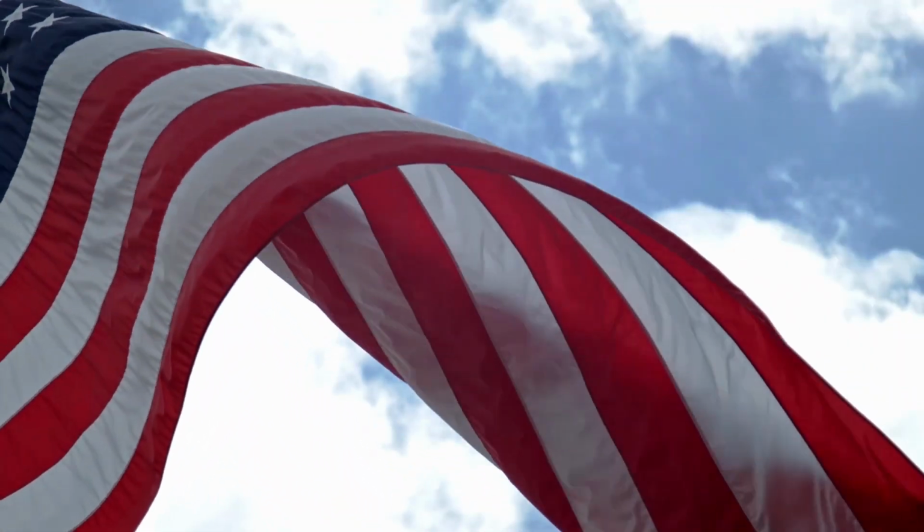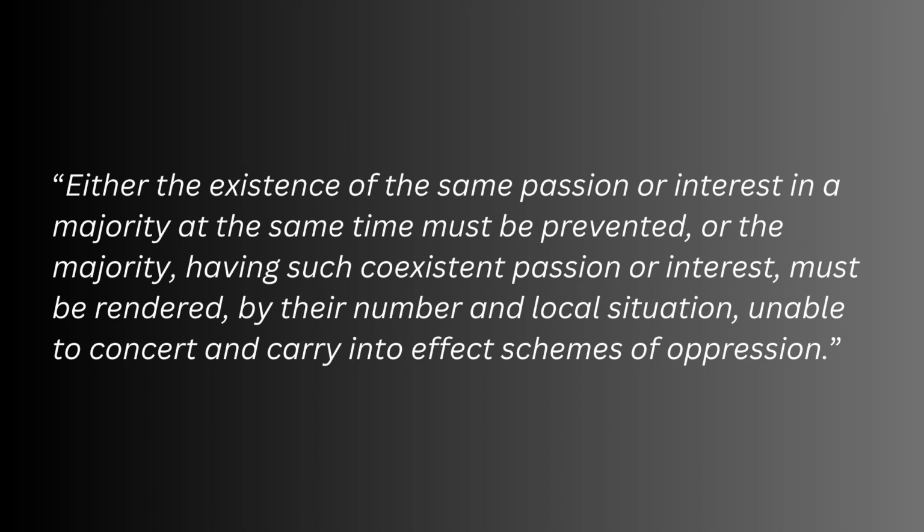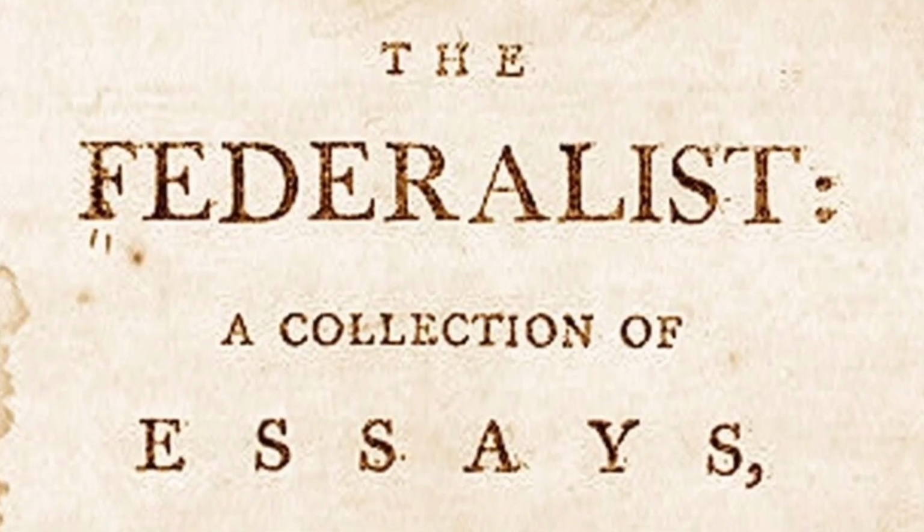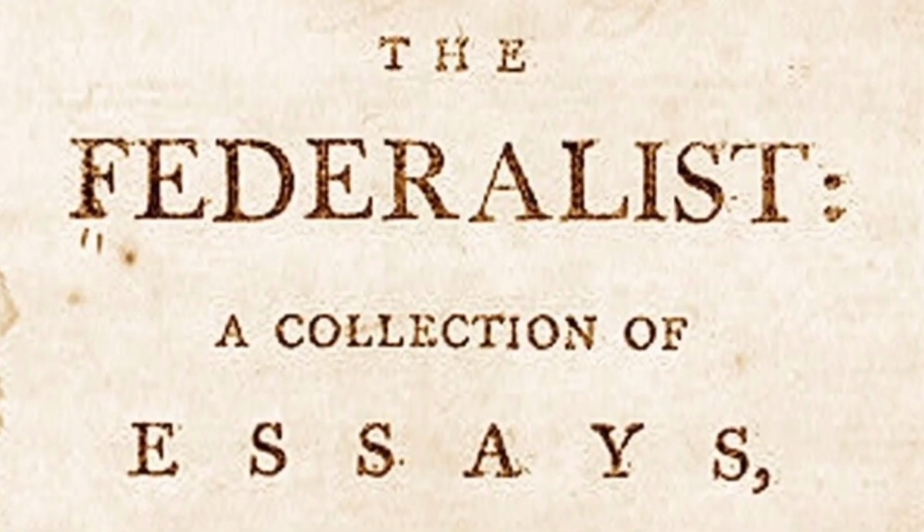And so, either the existence of the same passion or interest in a majority at the same time must be prevented, or the majority, having such coexistent passion or interest, must be rendered, by their number and local situation, unable to concert and carry into effect schemes of oppression. Sounds great. How do we do that? Well, the solution lies entirely in the type of government.